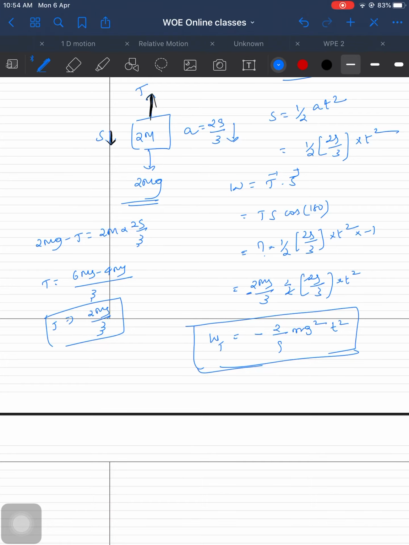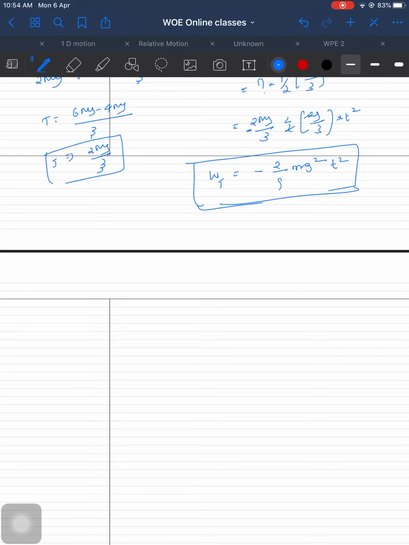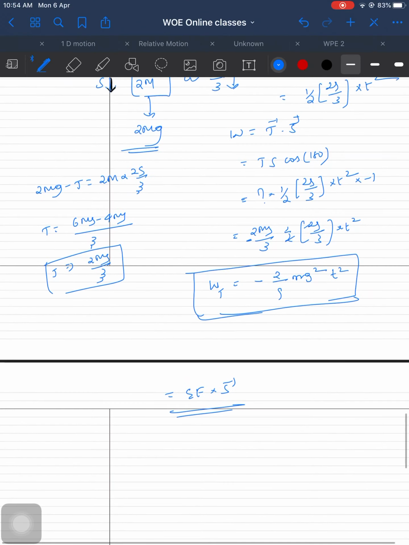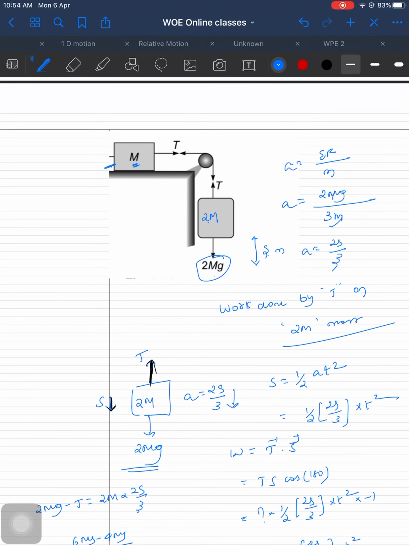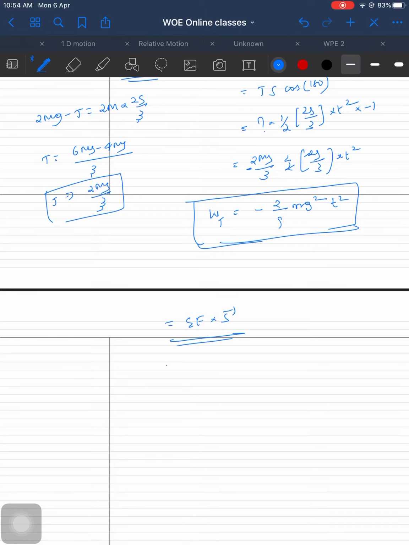Net work done, total work done, is equal to how much? Total work done is equal to the sum of all the forces into displacement. What is the sum of all forces? Tension is an external force or internal force? There is a plus T and a minus T on both sides, so tension will be an internal force. Tension gets cancelled. So the force is equal to 2mg multiplied with displacement, half into 2g over 3 into t square. This is the expression for the total work done.